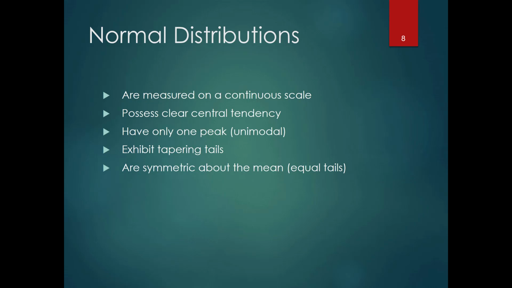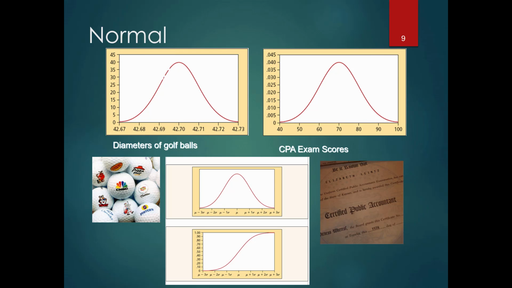so something like the amount of caffeine in a Starbucks mocha. All are going to have pretty similar to the same amount of caffeine because there's a specific recipe, and you want your baristas to be consistent with how they make it. But there will be a few variations, some with a little bit more caffeine, some with a little bit less. And normal distributions are symmetric about the mean, so there's equal tails.